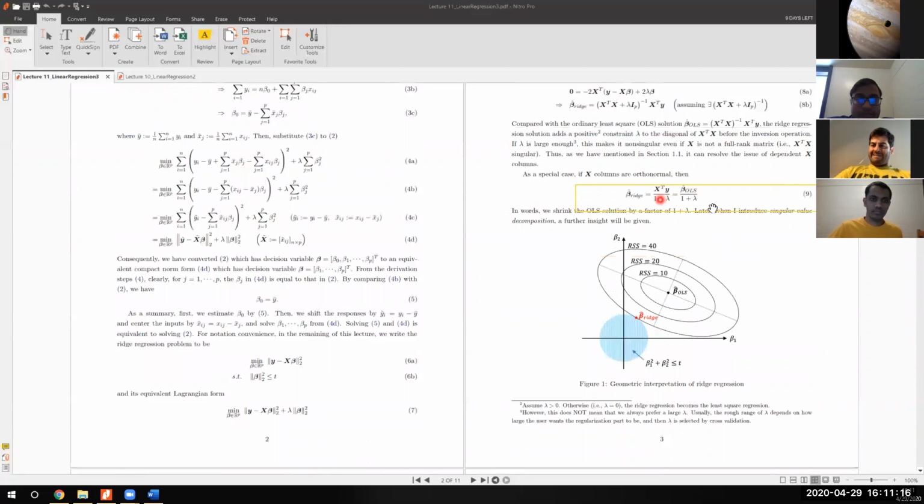The ridge solution is here. Okay, this is the ridge solution. And you can see in the ridge solution, it does a shrinkage, just a shrinkage from the least square solution. See it? By a factor of 1 plus lambda, right?